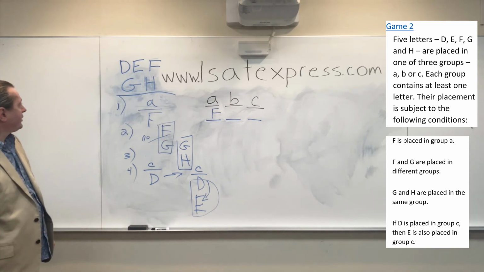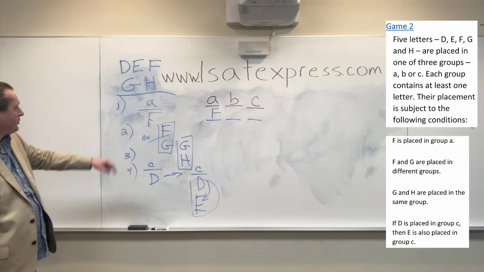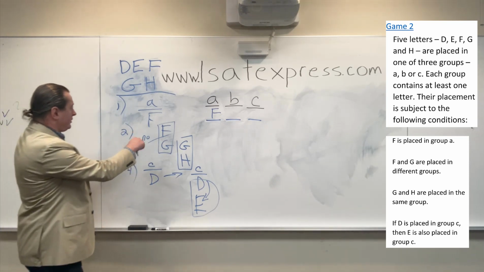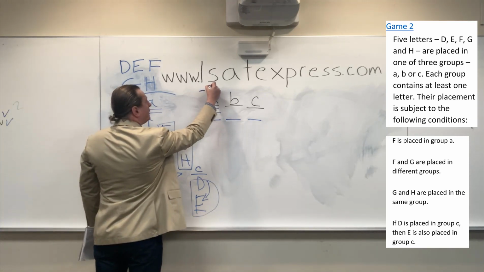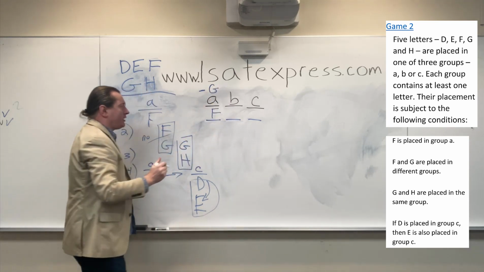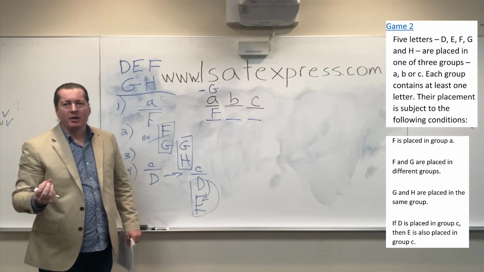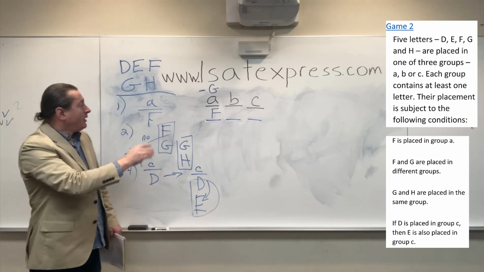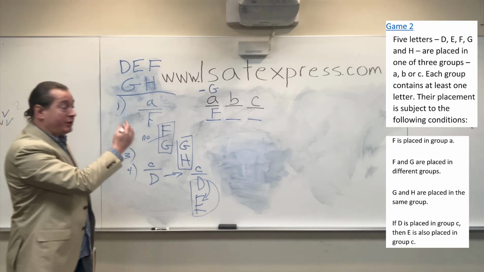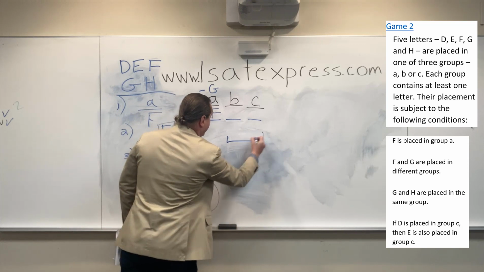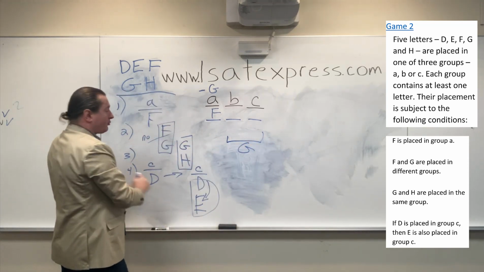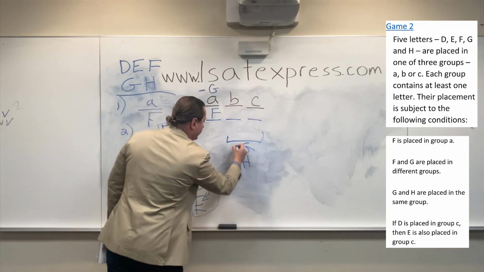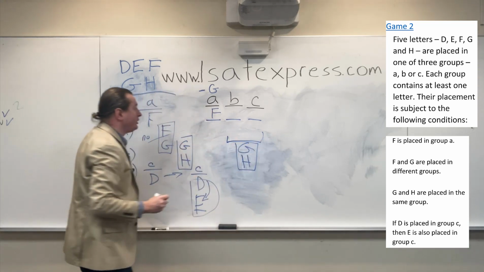Let's see. Rule 1 talks about F. Rule 2 also talks about F. No F and G. So I'm going to write no G on here. If something can't be true, it's often a good idea to write it on the top of the diagram with a minus sign. G, not in group A, so where does it go? B or C, so we will note that. Combine it with rule 3, that means G and H together are in group B or C.